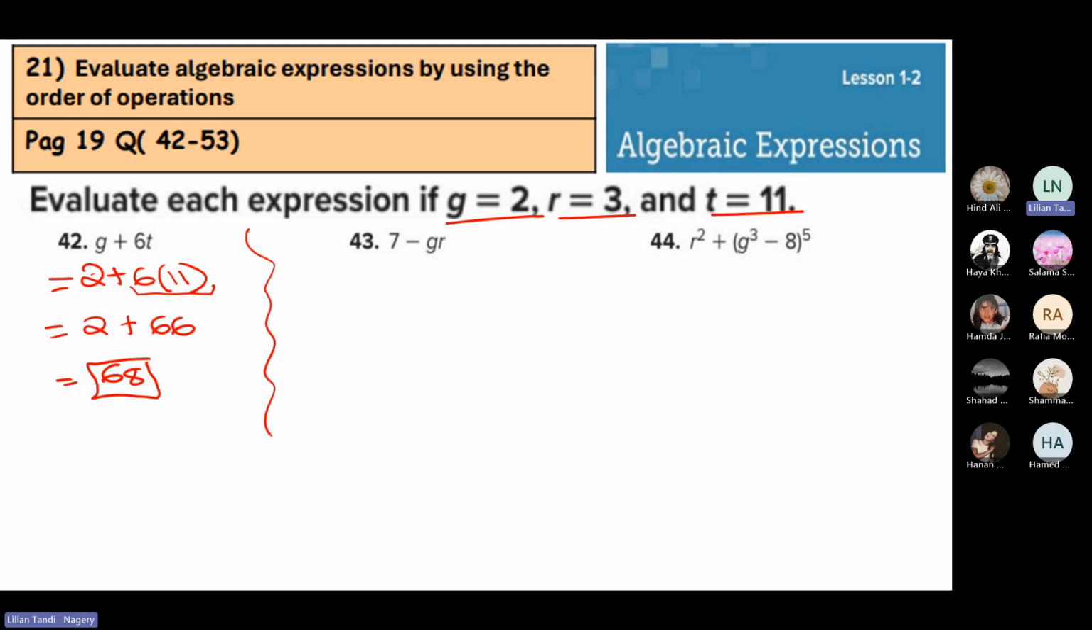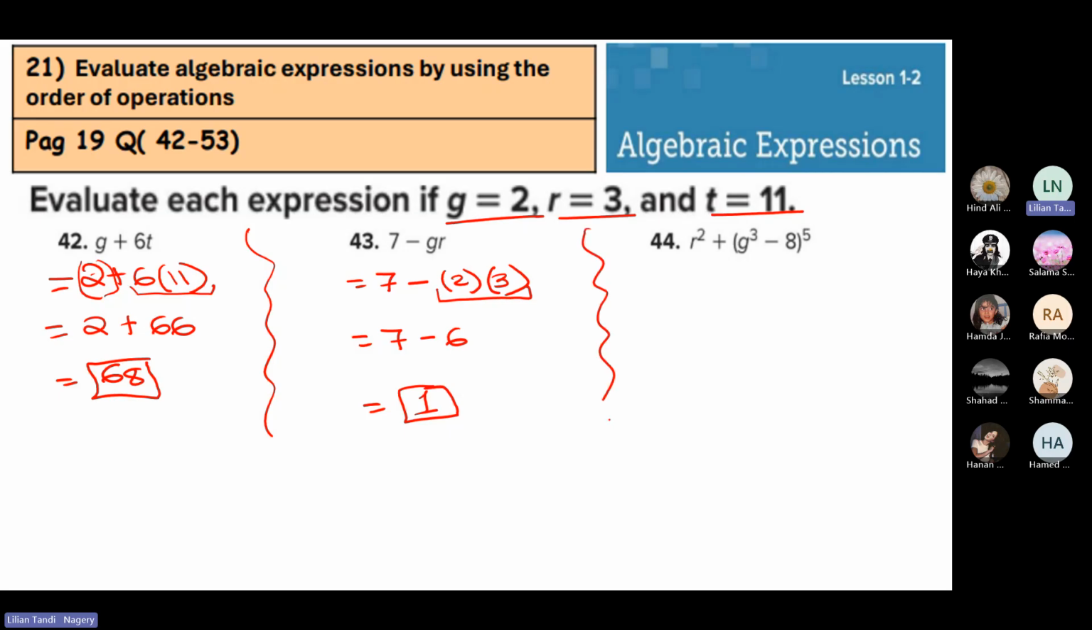Then I am going to do this one. This is 7 minus G, which is 2. So every time you're replacing a letter, use parentheses. Even here, if you put parentheses, it will not change anything because you're not doing anything with 2. Okay, so 2 times R, which is 3. In this skill, if you don't read carefully or you don't put the correct number in the correct place, you'll easily make a mistake. So you have to read correctly. Now here I will do 2 times 3. So this will give me 7 minus 6, which gives me 1.